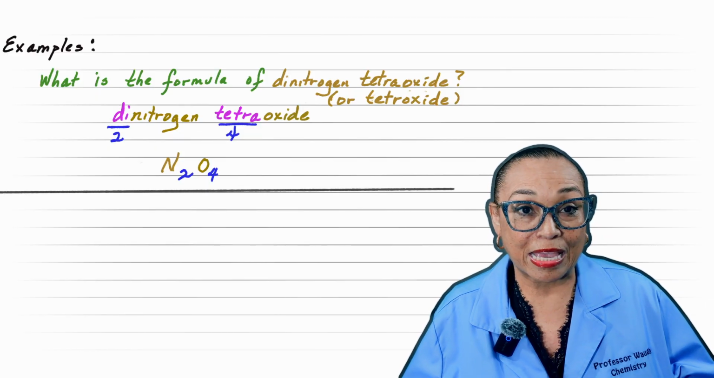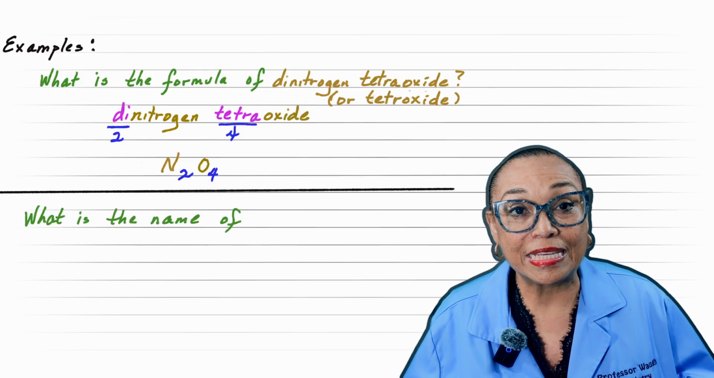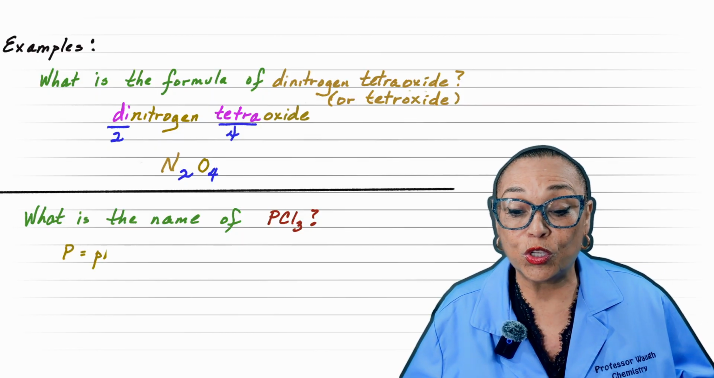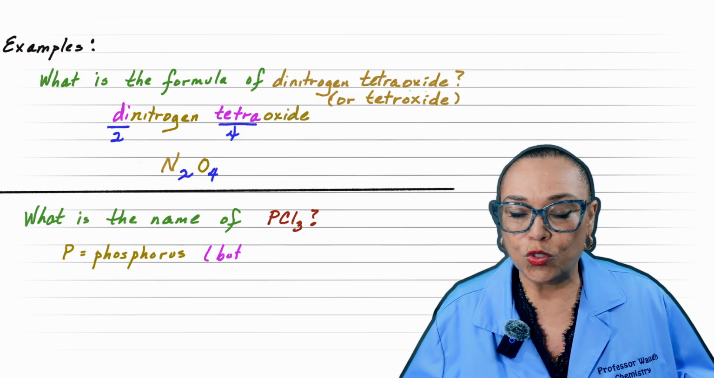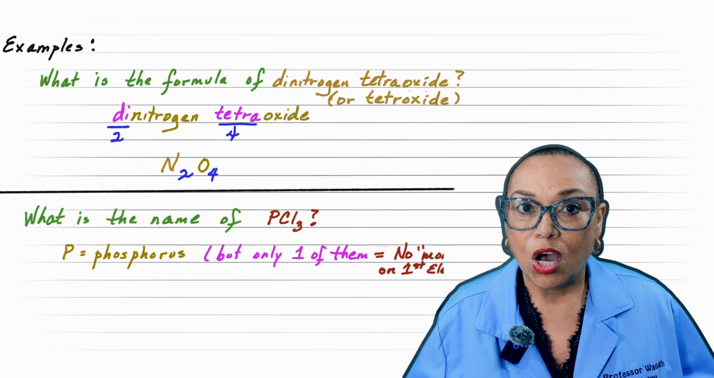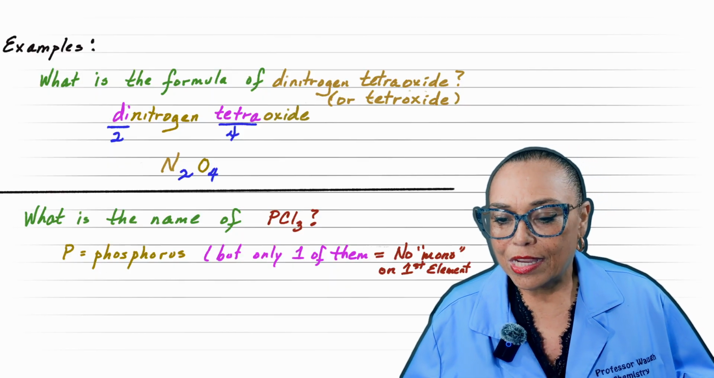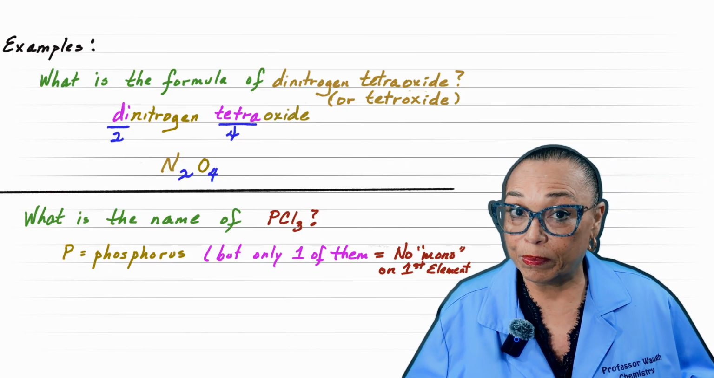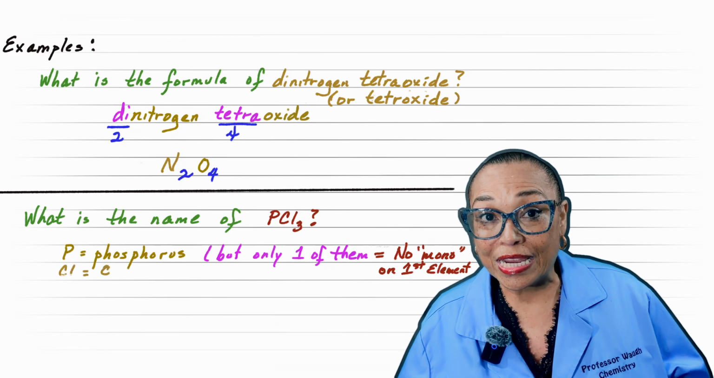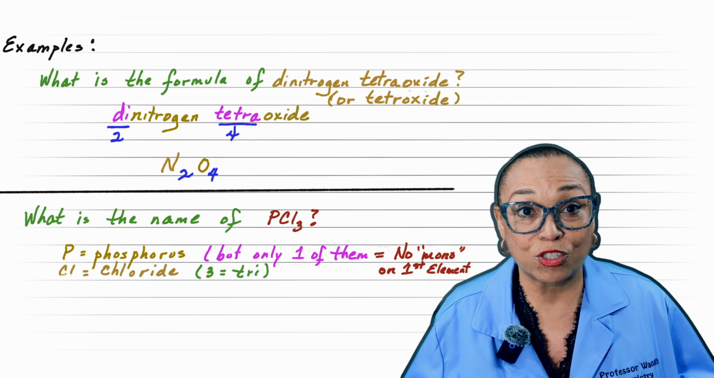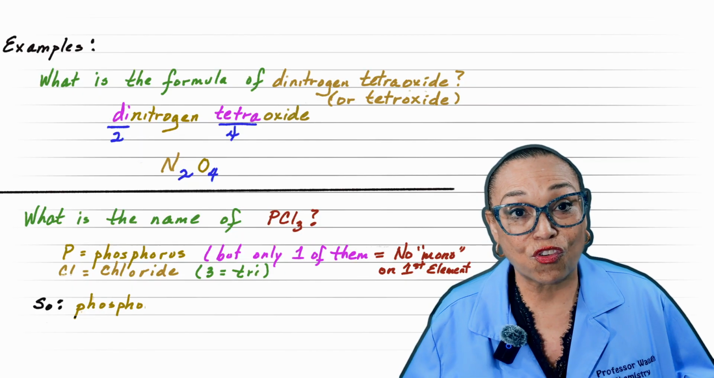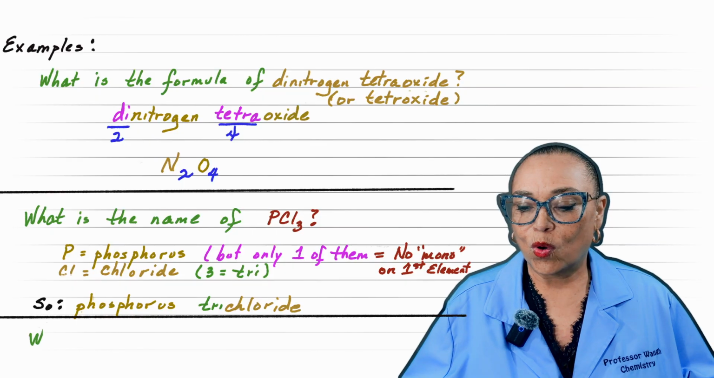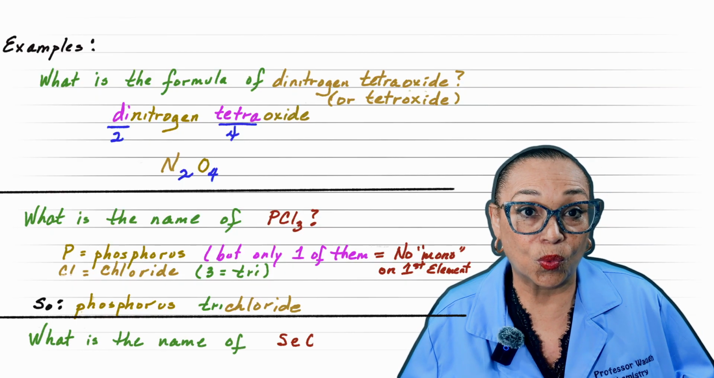Going to the next example, what is the name of PCl3? Now we only have one P, which you know is phosphorus. So do not put mono on the first element. So we would just say we have one of those phosphorus, but don't put mono, and we have 3 of the chloride. So we can say tri. So phosphorus trichloride. Isn't that easy?